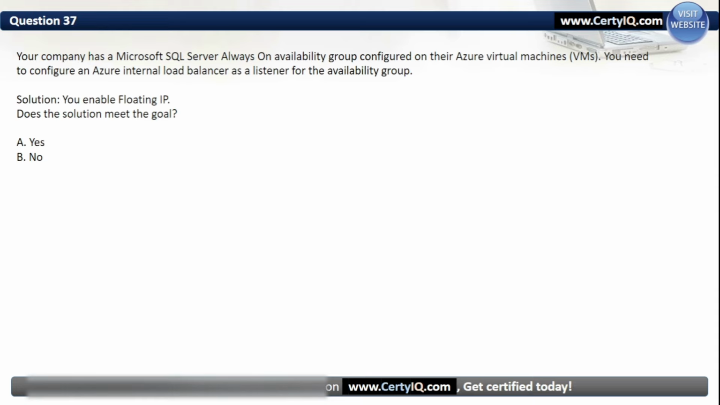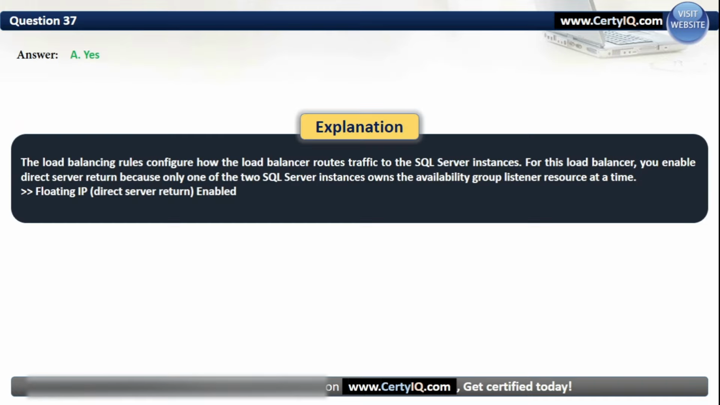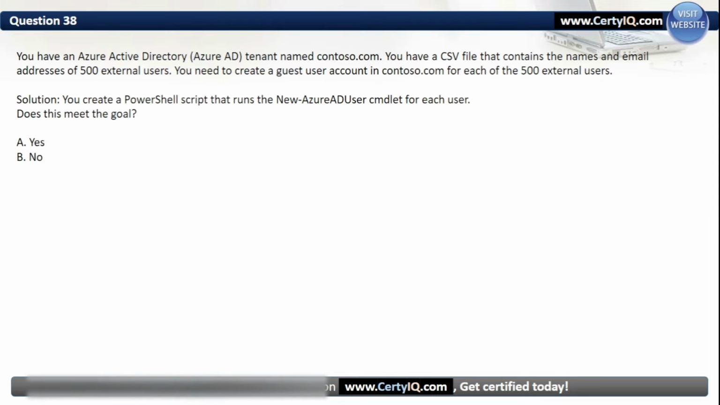Question 37. Your company has a Microsoft SQL Server Always On availability group configured on their Azure virtual machines. You need to configure an Azure internal load balancer as a listener for the availability group. Solution. You enable floating IP. Does the solution meet the goal? The correct answer here is A. Yes. The load balancing rules configure how the load balancer routes traffic to the SQL Server instance. For this load balancer, you enable direct server return because only one of the two SQL Server instances owns the availability group listener resource at a time. Floating IP is enabled.